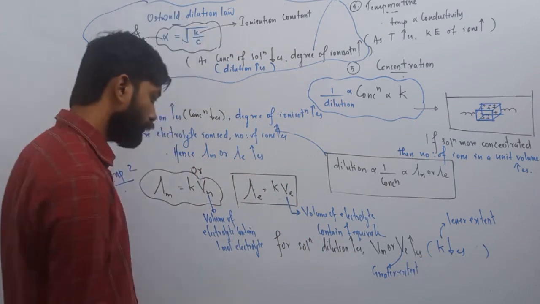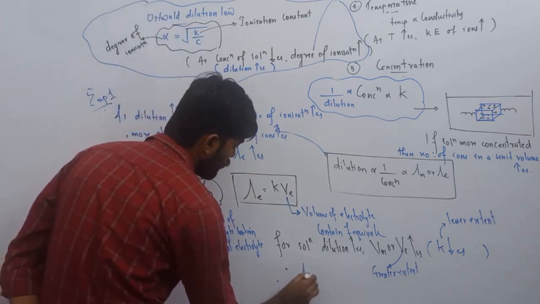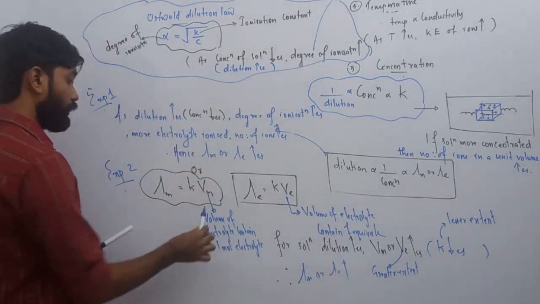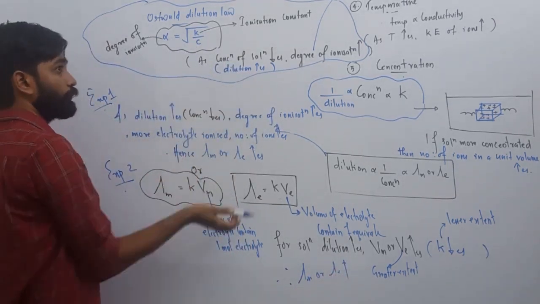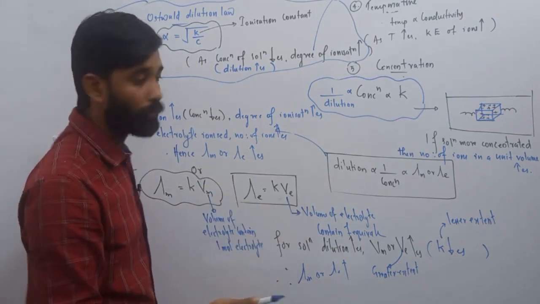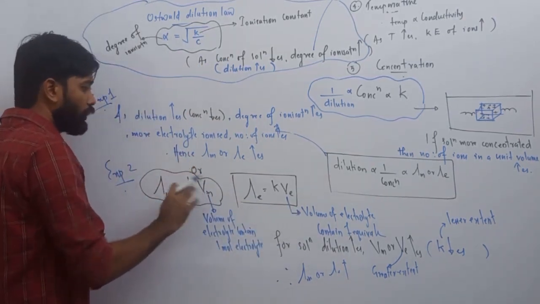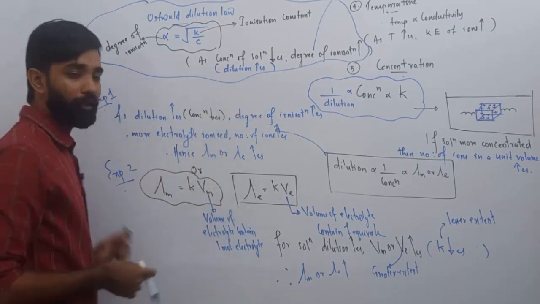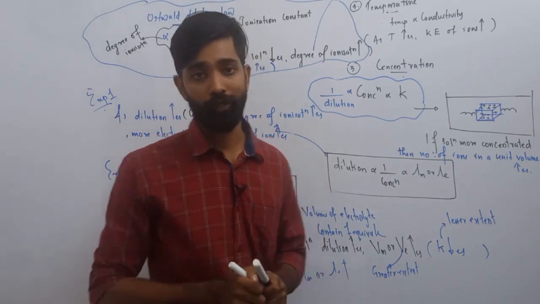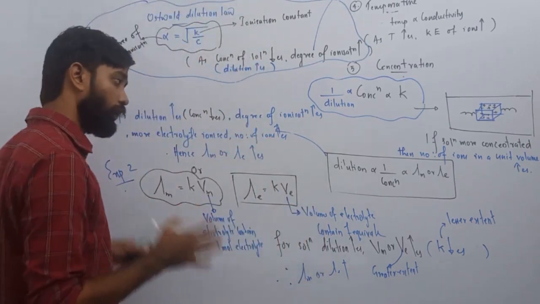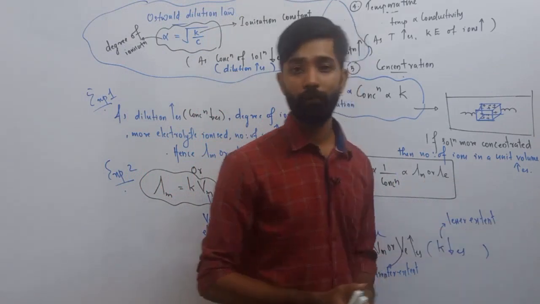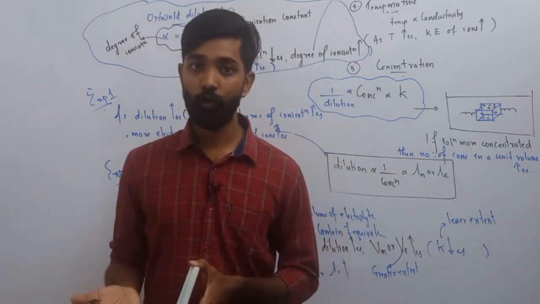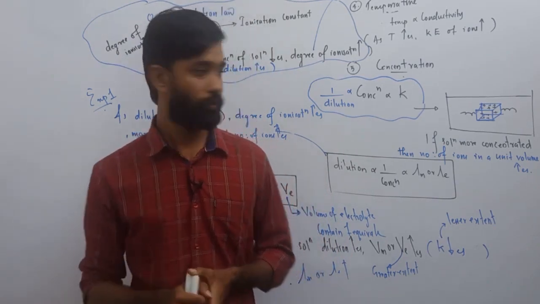Therefore, lambda m or lambda e increases, because as we increase the dilution, Vm increases to a greater extent, but kappa decreases to a smaller extent. So the net result will be an increment of this product, which means lambda m increases. So these are the two different explanations for the connection of dilution with lambda m or lambda e.